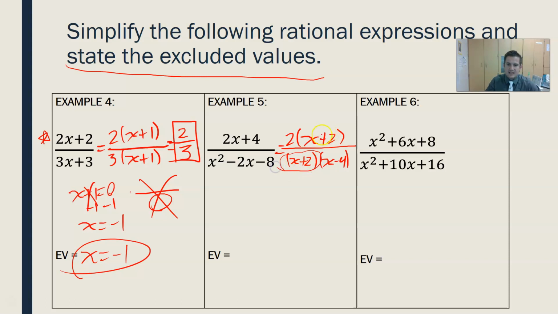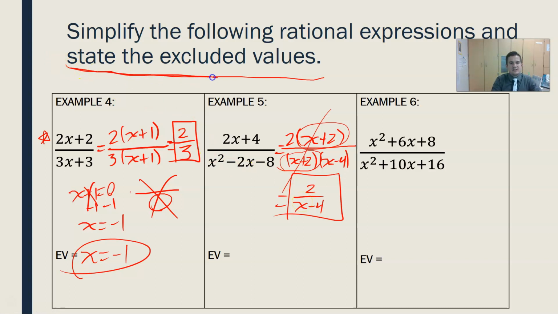Well, notice I have an x plus 2 and an x plus 2, so those could cancel out. And I would be left with 2 over x minus 4. That would be my simplified expression. So that's my answer. That's my simplified expression.